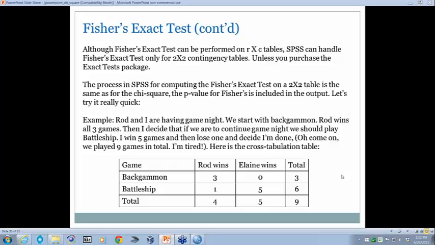But here's our contingency table. So here's the number of wins for Rod at backgammon and Battleship. And I didn't win any at backgammon, 5 at Battleship. And in total, Rod won 4 games, I won 5. Here's all our totals. Basically you can just read them across and down, and these are called marginal totals because they're on the margins.